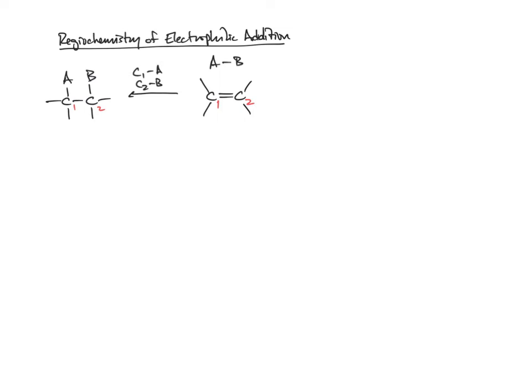So that's one way that reagent, whatever it is, AB, can add to the alkene. But you could also ask the question, can B add to C1 and A add to C2? Yes, that is the alternative thing that can happen. So that would sort of be oriented like this then.